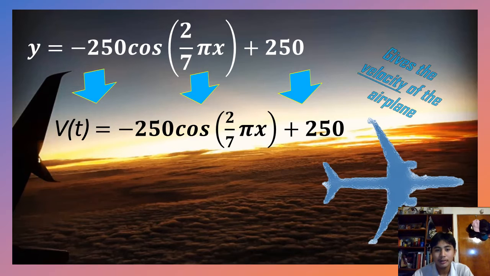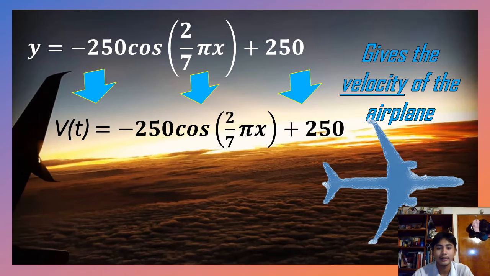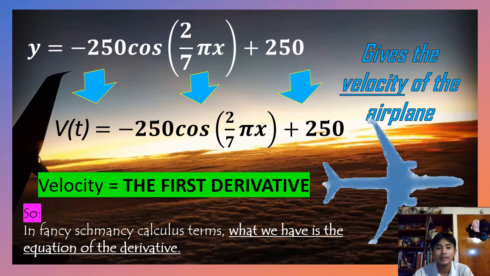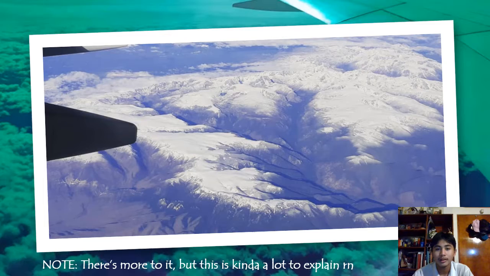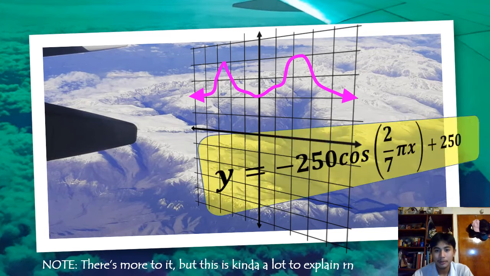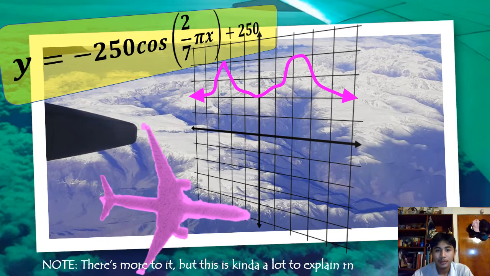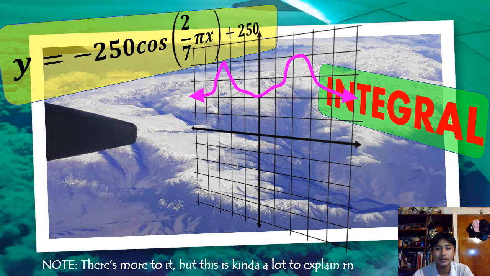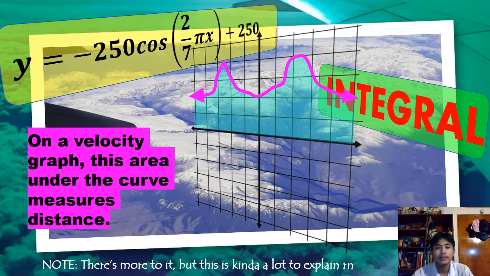And so the way we're going to solve this is we have to recognize that this is a velocity equation because it gives the velocity of the airplane. And velocity, as we know, is the first derivative, and this is going to be very useful to us. So if we sketch out the graph of it, then we can figure out that we're going to need to find the area under the curve, which is the integral. The reason why is because on a velocity graph, the area under the curve, the integral, is equal to the distance.